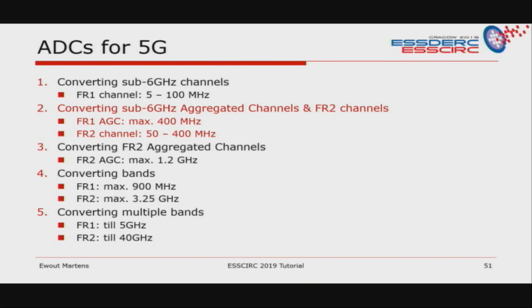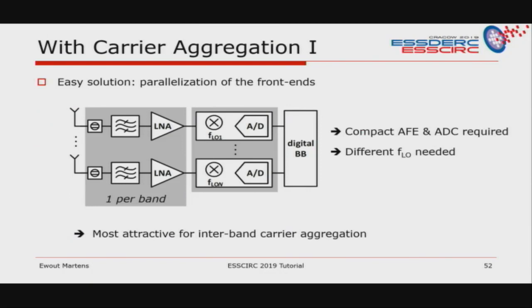If you go up in speed, and we also want to receive aggregated channels or channels from the second frequency range, we need ADCs with a higher range. Let's first look at carrier aggregation. If you have carrier aggregation, the easiest solution is just to put multiple ADCs in parallel. That's attractive if you have inter-band carrier aggregation, so carriers which are placed in multiple bands. Of course, if you want to do that, you care a little bit about the area of the ADC.